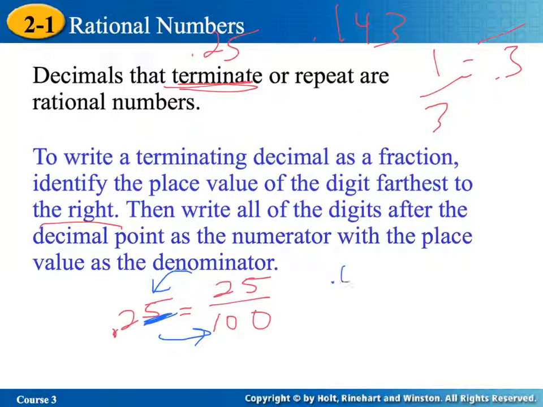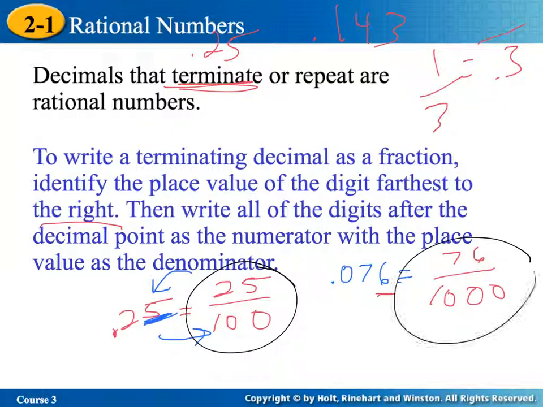If I give you 0.076, what place value is this 6 in? Thousandths. It's in the thousandths place, so I would take 76 over 1,000. Now, of course, we can simplify these, but start with writing a fraction and then simplify it from there.